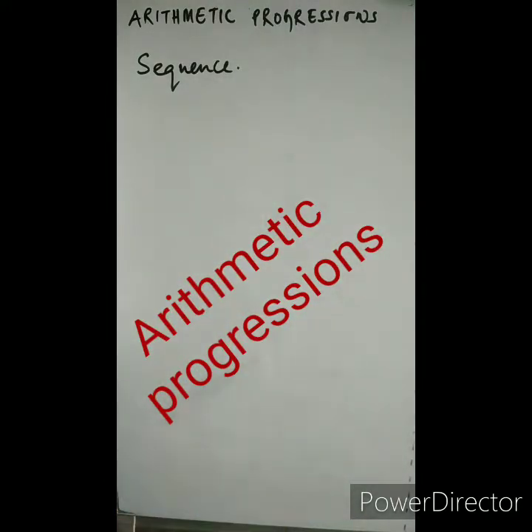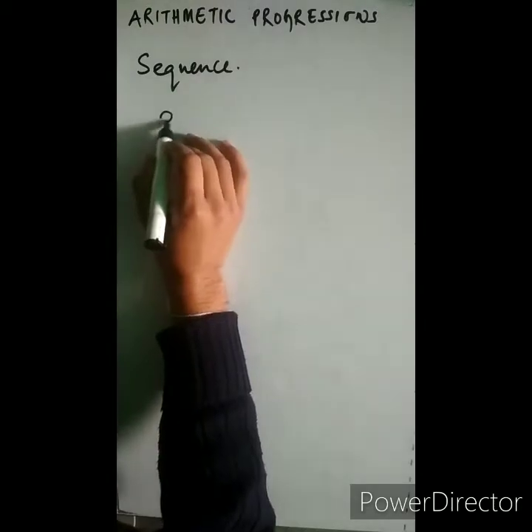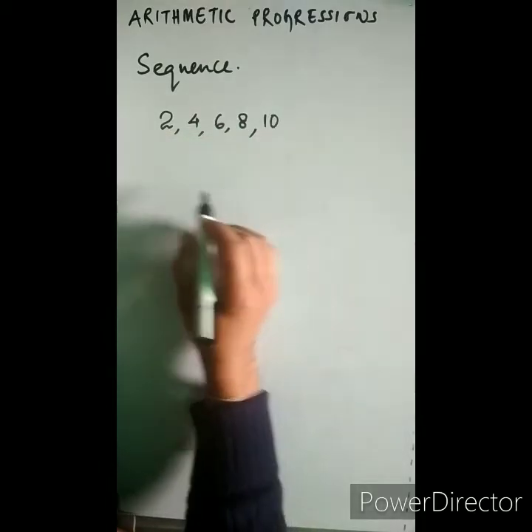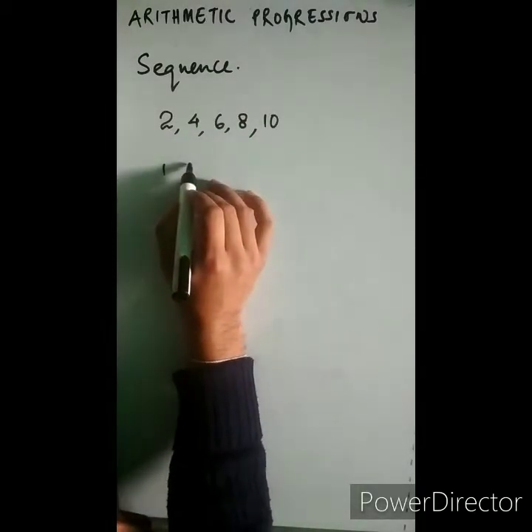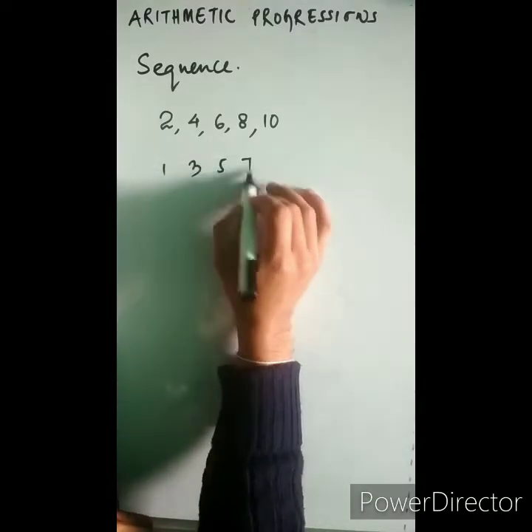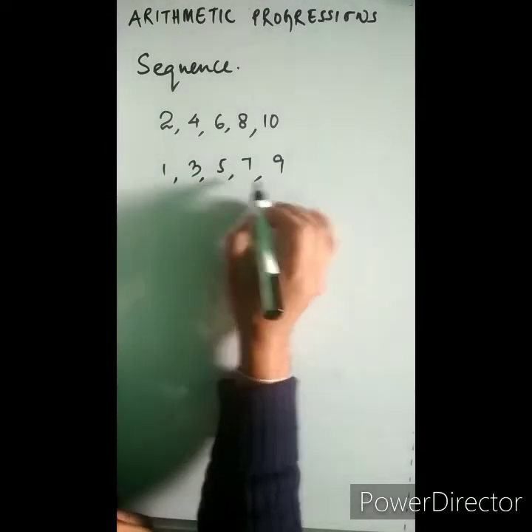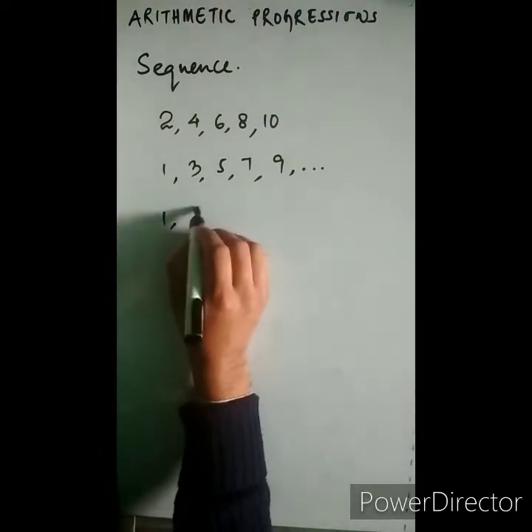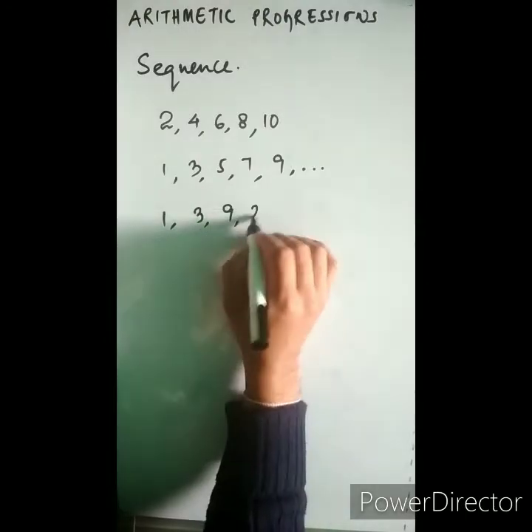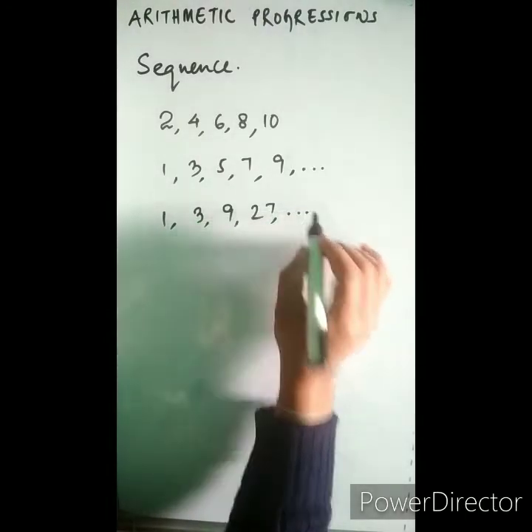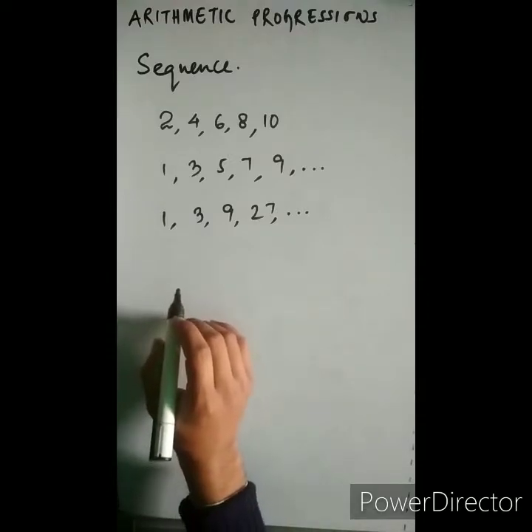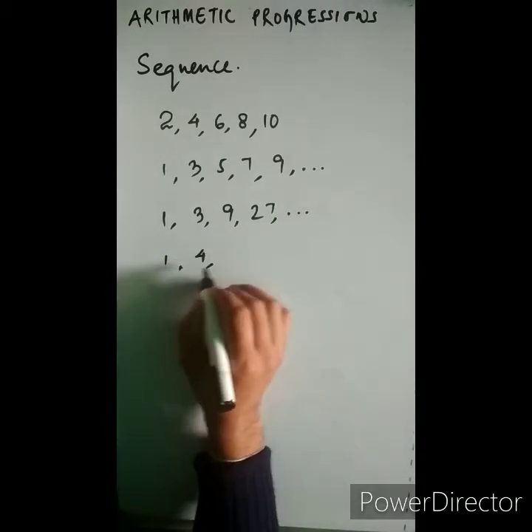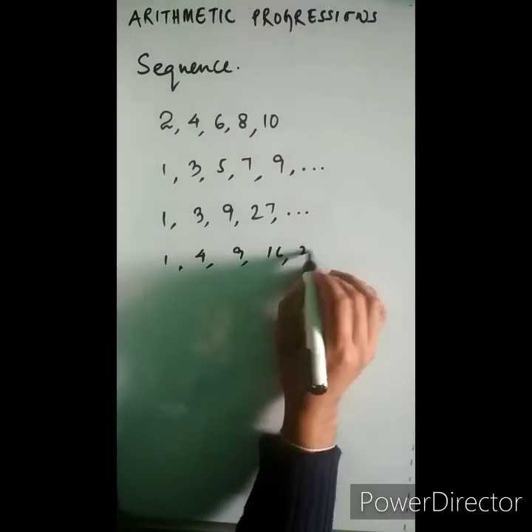So for this, let me just write a list of numbers. I'm writing here 2, 4, 6, 8, 10. Next, I'm writing here 1, 3, 5, 7, 9. And I'm writing here 1, 3, 9, 27. Just go on. And one more example, I'll be writing here 1, 4, 9, 16, 25.